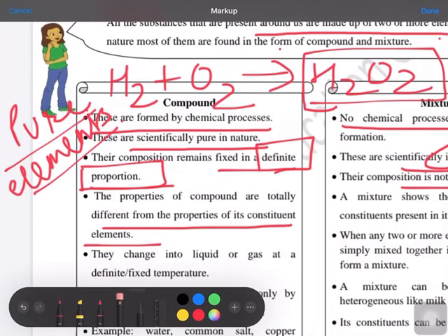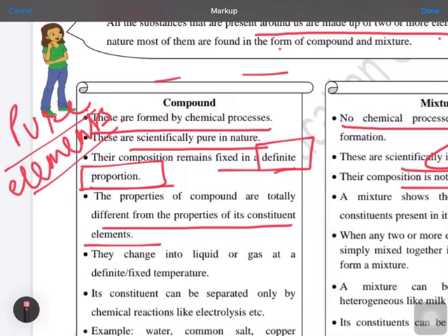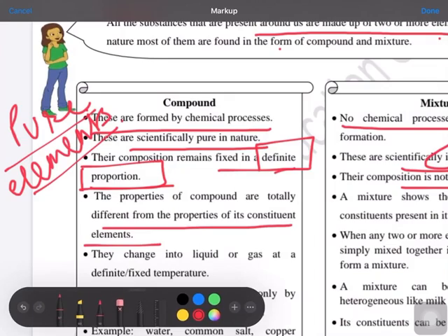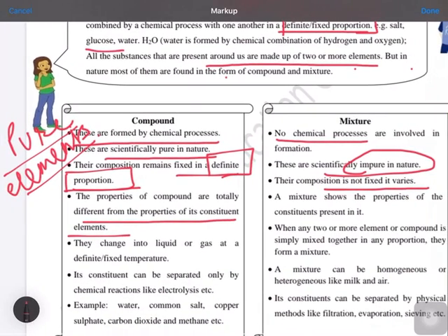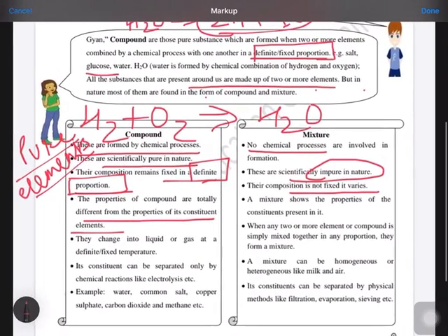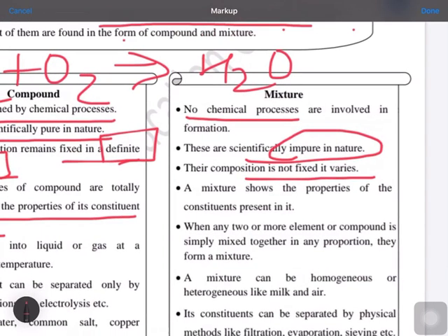Now, likewise, if we say that properties of the compounds formed will be different from its constituent elements, we can take again the example of water only. In water, hydrogen is a gas, oxygen is also a gas, but the product which is formed is liquid. So we can say that when a compound is formed by a chemical process, the product formed has new properties. In case of mixture, the properties of constituent elements are present in it.